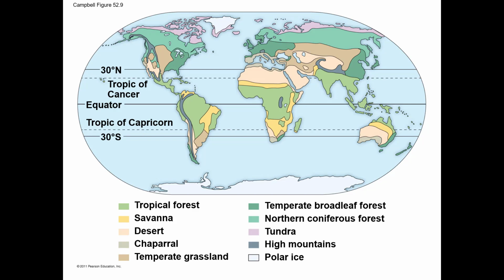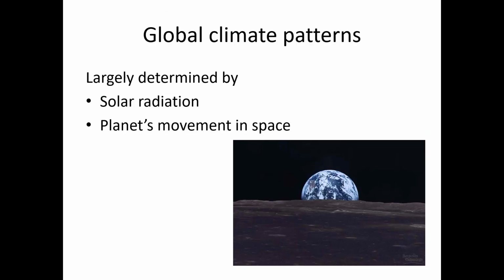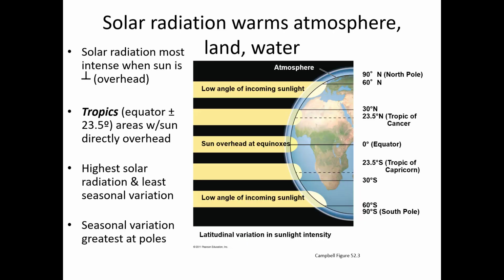So the question comes, why? Well, that has to do with global climate patterns, and that is largely determined by two things: the solar radiation and the movement of the planet in space. Solar radiation will warm the atmosphere, land, and the water. And most things that we're going to be looking at in terms of biomes and global ecology in general are going to have to do with solar radiation to cause them.